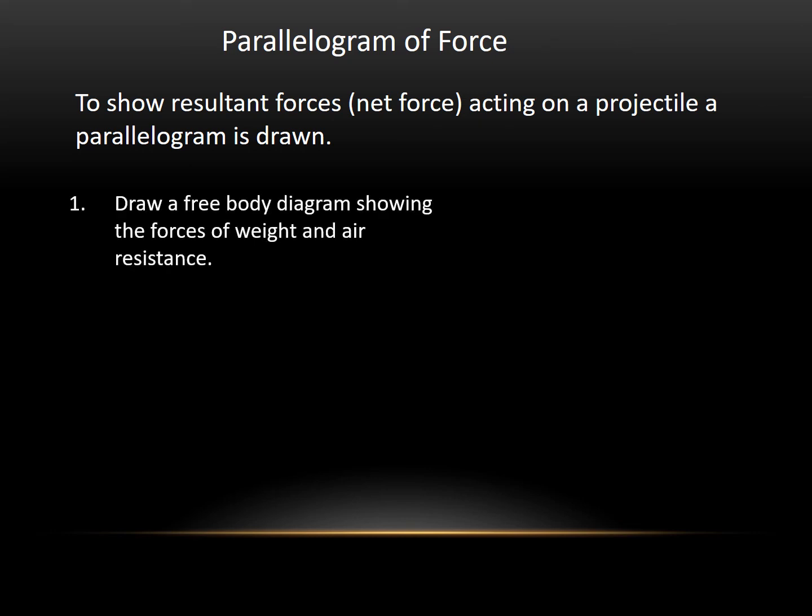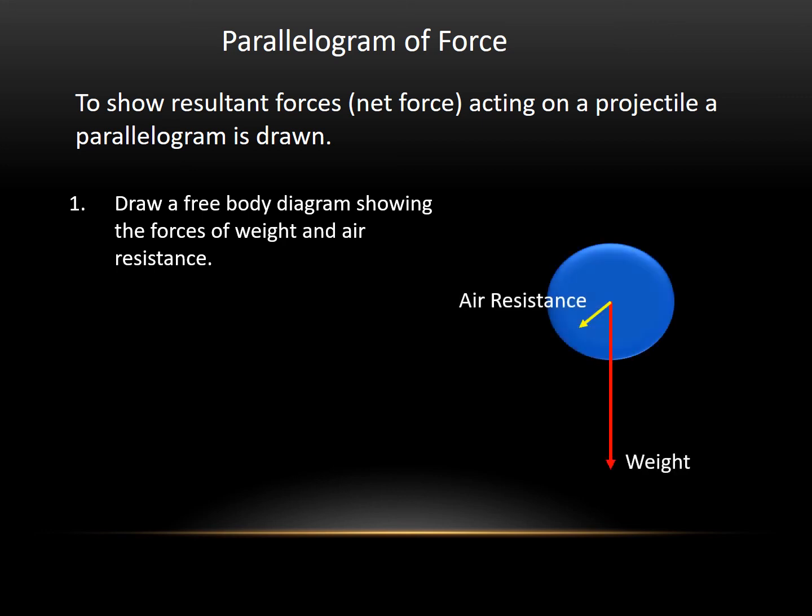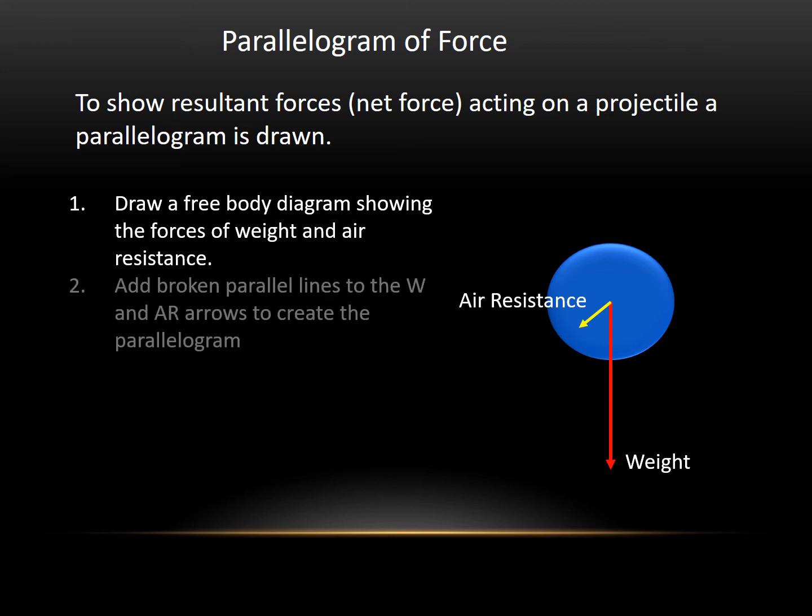So first of all, we've got to draw a free body diagram showing the forces of weight and air resistance. Okay, so you're going to do that. You're going to write down one, and then you're going to draw the diagram. You can see we've got a projectile, and we've got weight and air resistance. Then what we do is we add broken parallel lines to the weight and to the air resistance arrows to create the parallelogram. So we've just copied the air resistance down at the bottom of weight, and we've copied the weight from the air resistance to create our parallelogram.